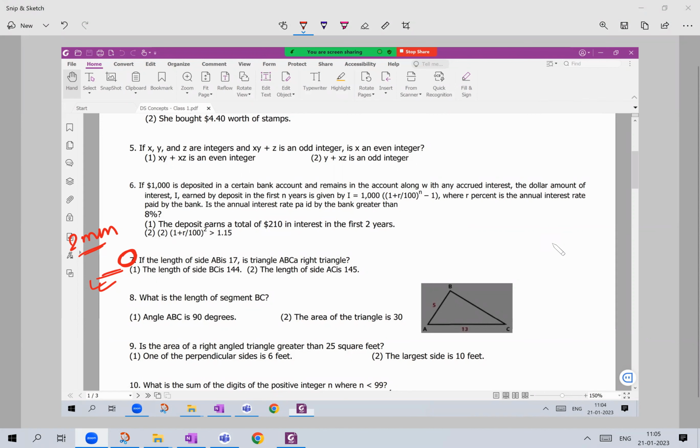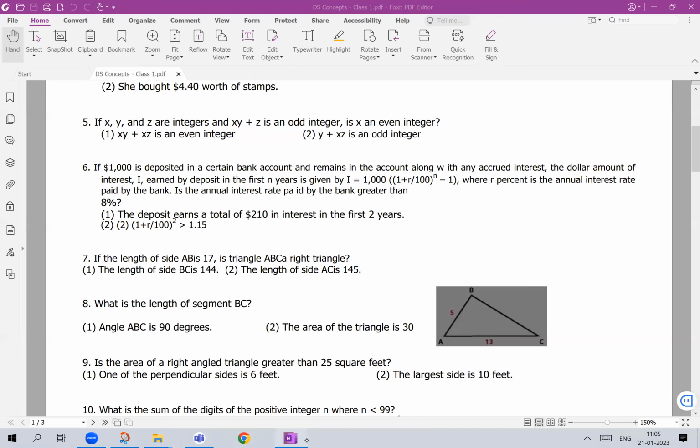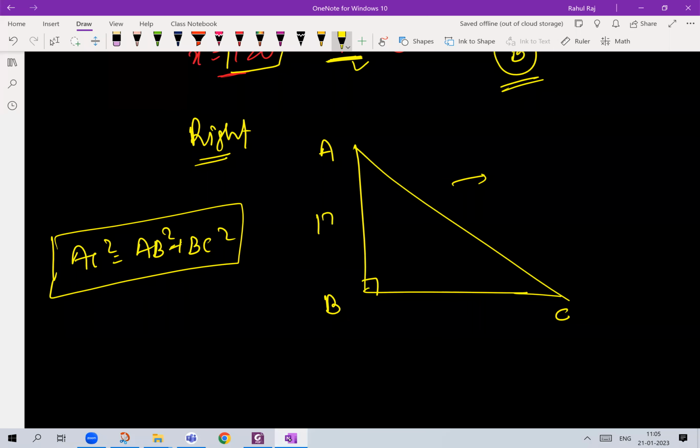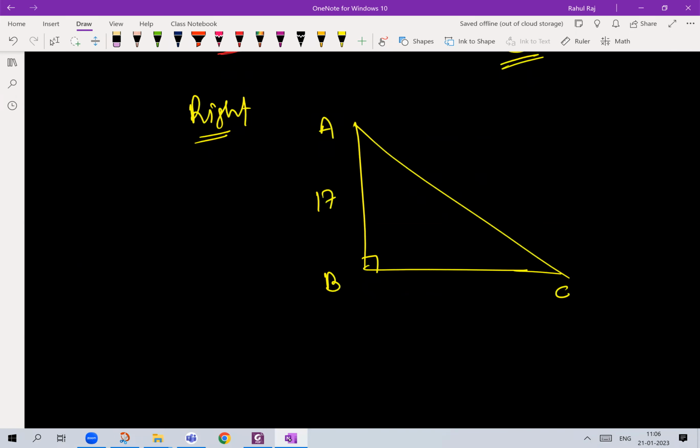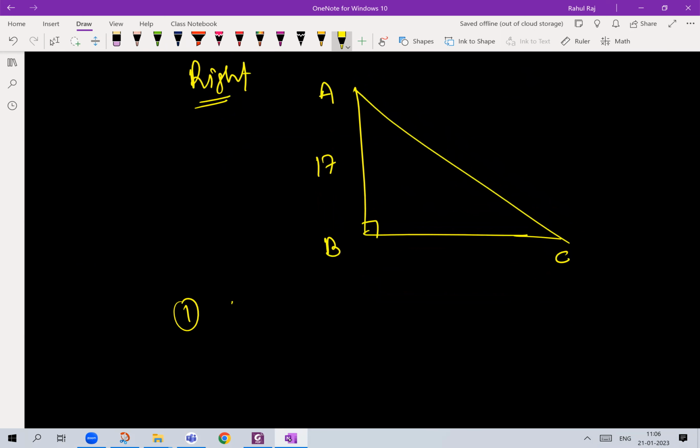See, so see here, it says the length of side AB is 17. This is given to you. And now they give you two things. BC is 144 and AC is 145. A lot of people ask me, Rahul, how have you drawn a triangle with such sides?